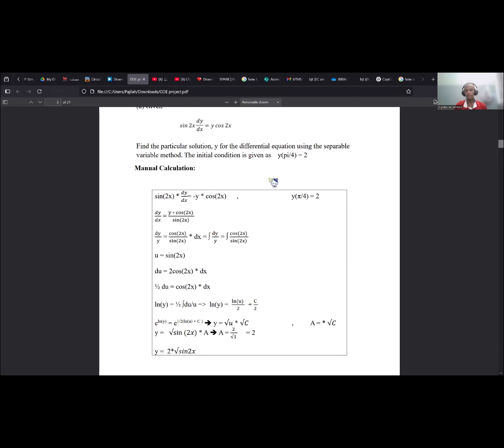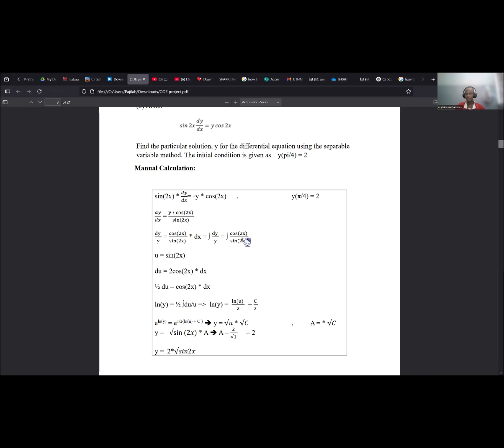First, we're going to separate the dy with the y and the dx with the x. As you can see, in these three steps, we separated the dy with the y and the cosine with the dx. So we have dy over y equals cosine 2x over sine 2x times dx. And then we integrate both sides, the left side and the right side.